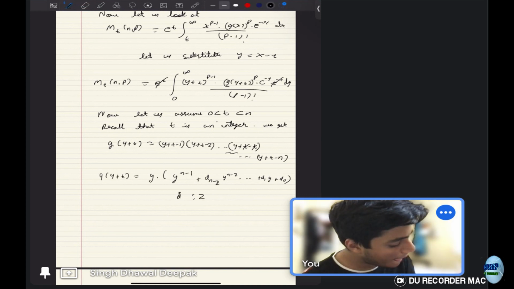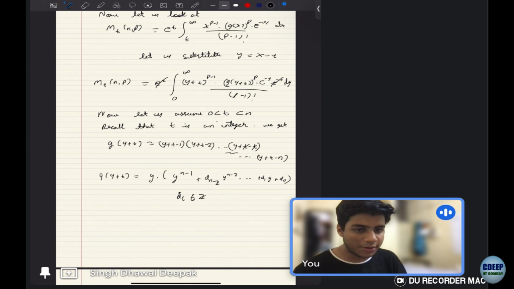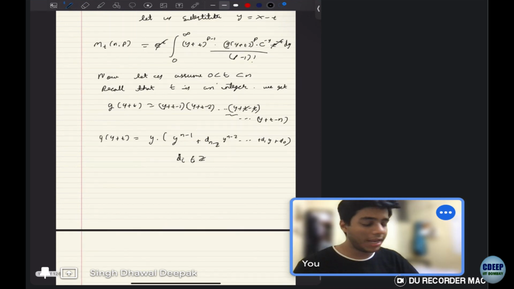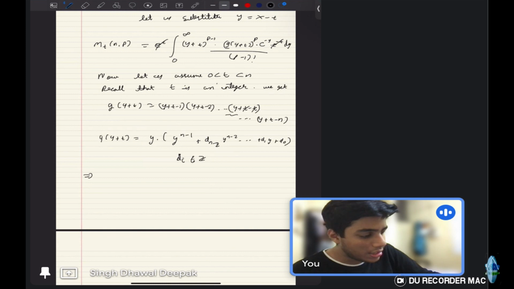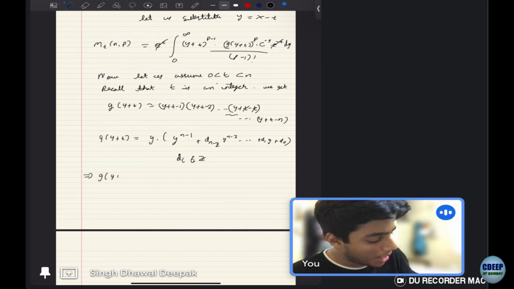And it is easy to check that the d_i's belong to Z, correct? Because again, t and all of these things are integers, and just like we did for g of x, this is what we get. So now let us look at, because we want eventually the integral that is above, now let us look at chi of y plus t raised to p times y plus t raised to p minus 1.